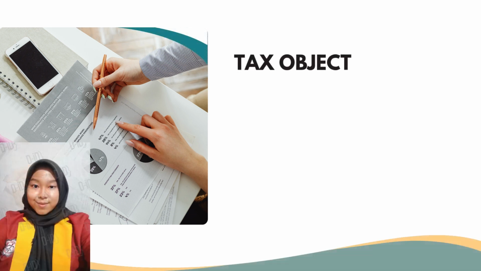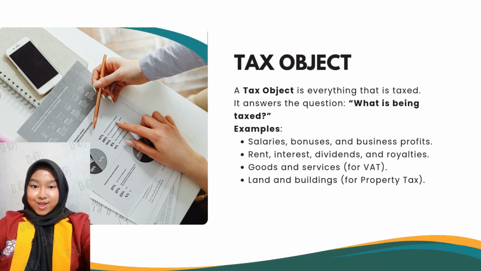The next concept is the tax object, which explains what is being taxed. The tax object refers to all kinds of income, goods, or activities that are subject to taxation according to the law. Examples of tax objects include salaries, business profits, rental income, bonuses, interest, and dividends.